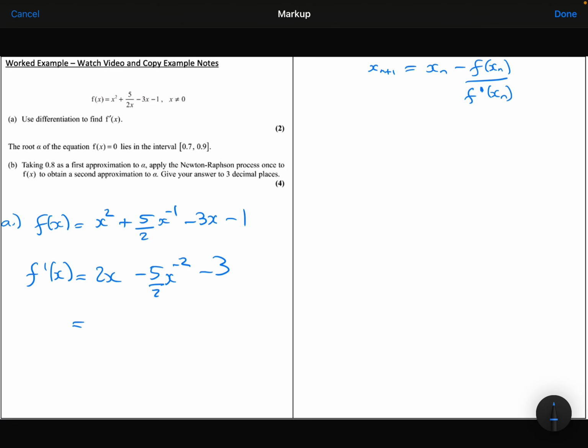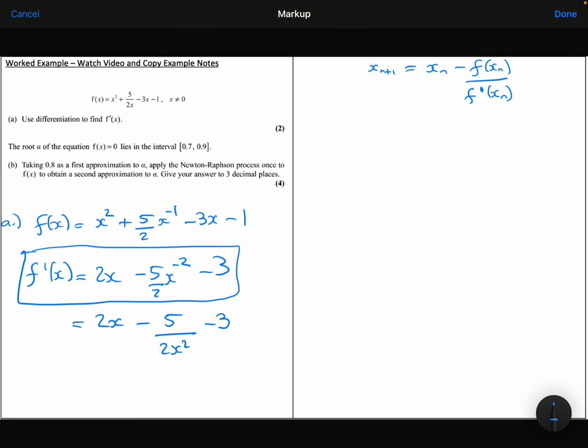The only other thing I'm going to do here, because I know I'm going to use this to substitute a number in a minute, I'm going to rewrite that x to the power minus 2 back in its regular form like this to make it easier for me to substitute numbers into. You don't have to. This is a good answer for part A, but like I say, this is more useful for substituting numbers into.